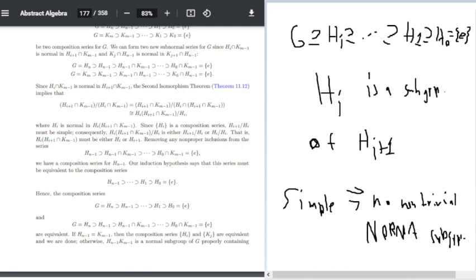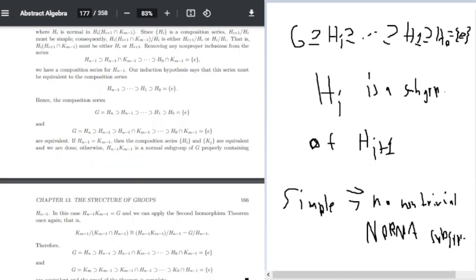Hence, the composition series G = H_n ⊇ H_{n-1} ⊇ ... ⊇ H_1 ⊇ H_0 = e, and G = H_n ⊇ H_{n-1} ⊇ H_{n-1} ∩ K_{m-1} ⊇ ... ⊇ H_0 ∩ K_{m-1} = e are equivalent. If H_{n-1} equals K_{m-1}, then the composition series H_i and K_j are equivalent and we are done. Otherwise, K_{m-1} is a normal subgroup of G properly containing H_{n-1}.